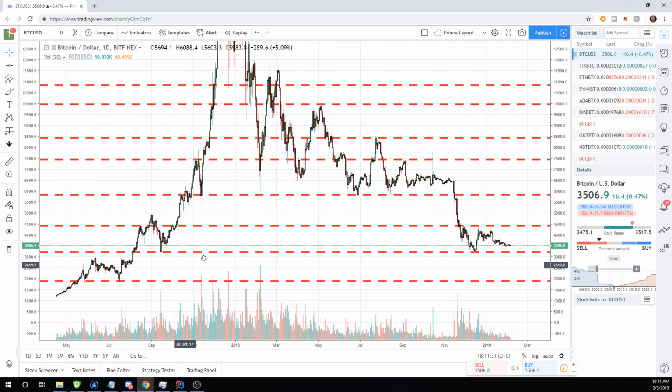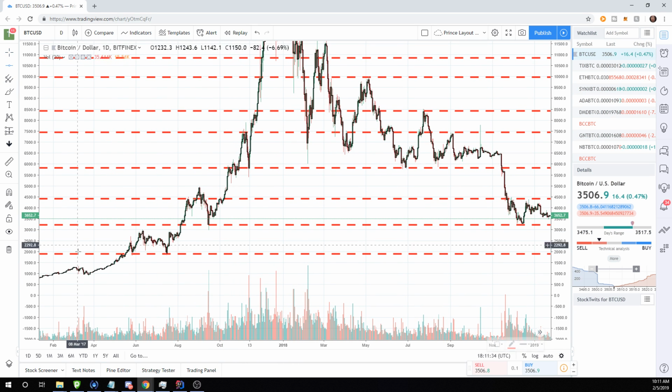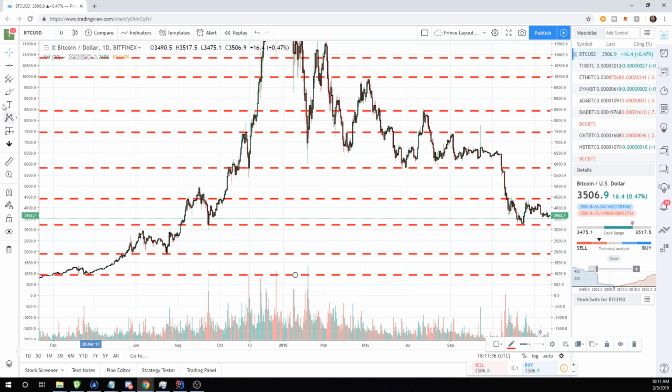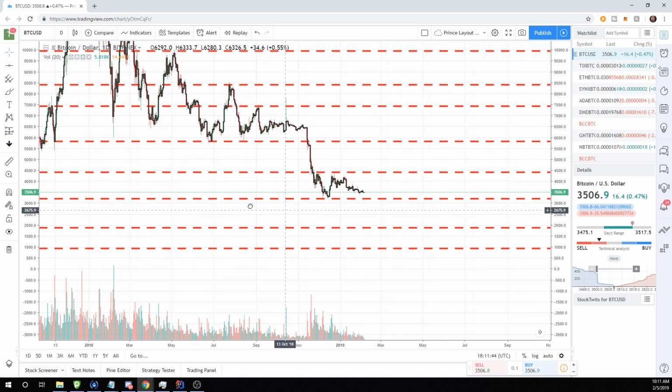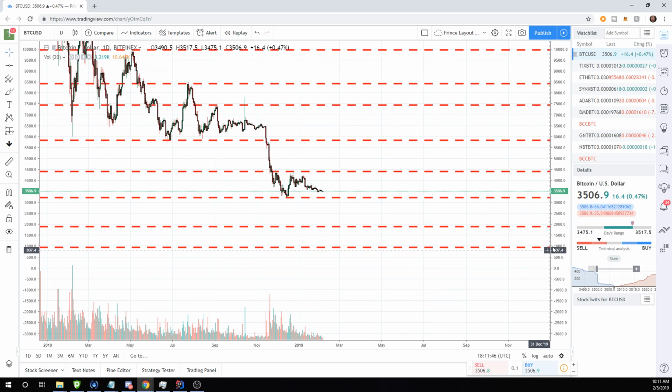What about our plan for buying? Well, our plan for buying looks like this right here. Every time it comes down and turns around, these are the same places that the other traders are going to come around and program their bots to turn around the market. Here's our plan for buying, all the way down to $1,000.